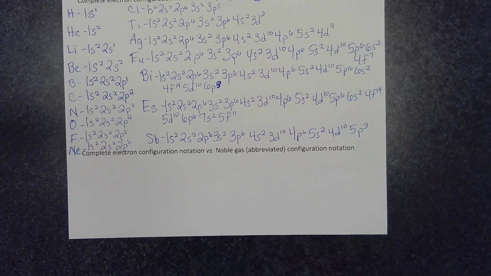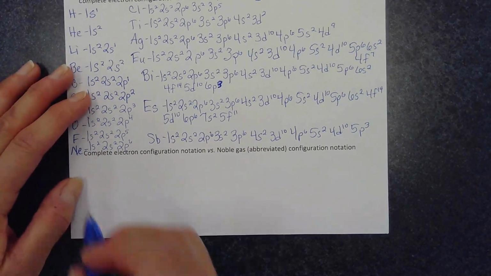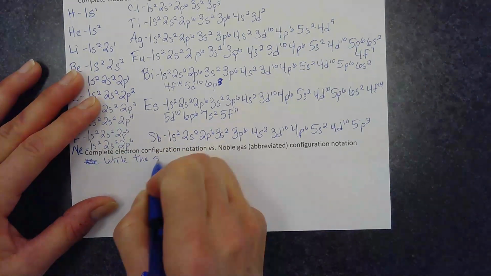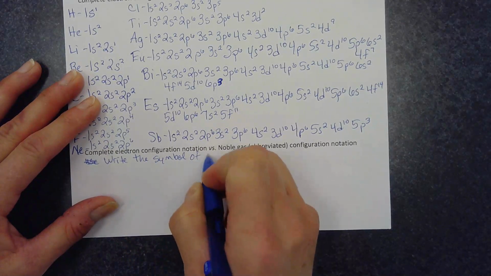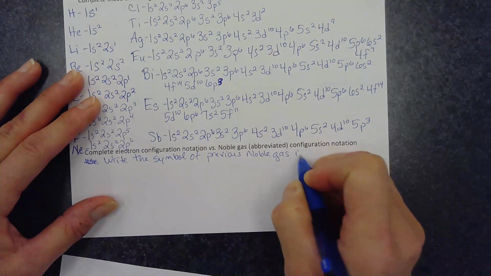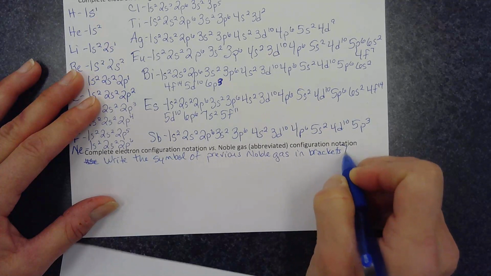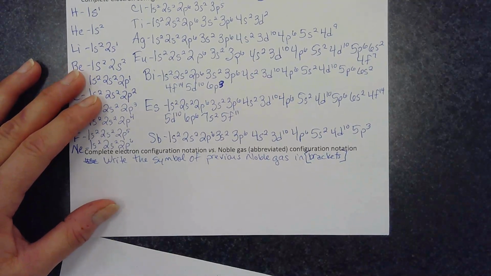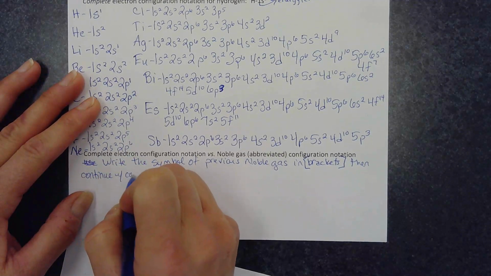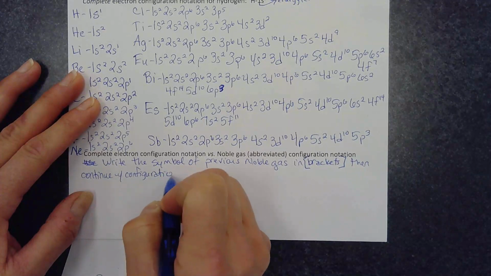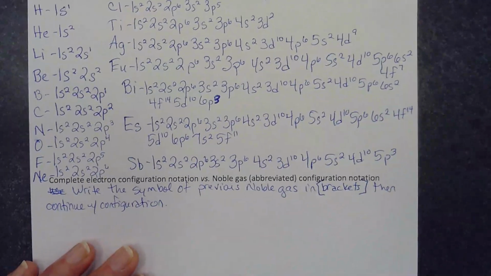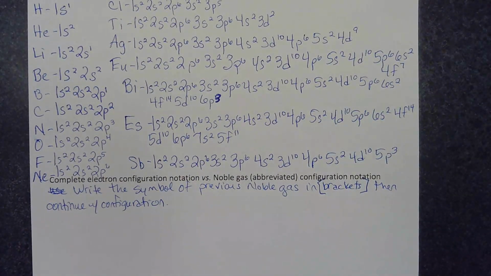So let me tell you what abbreviated or noble gas configuration notation is. Write the symbol of the previous noble gas in brackets, and then continue with the configuration. So you write the symbol of the previous noble gas in brackets, and then you continue with the configuration.